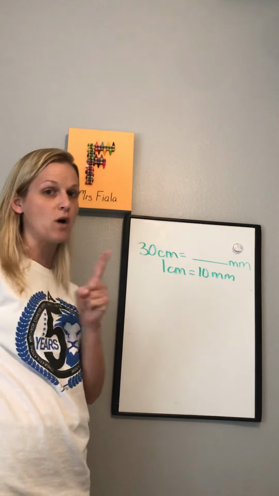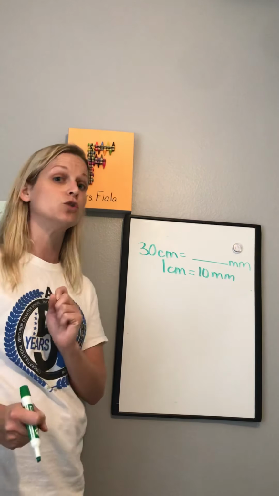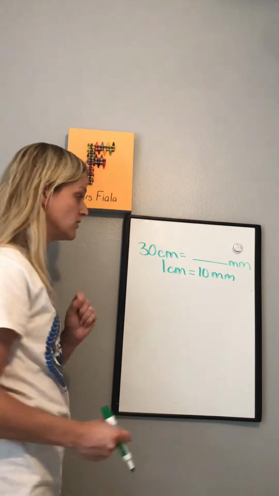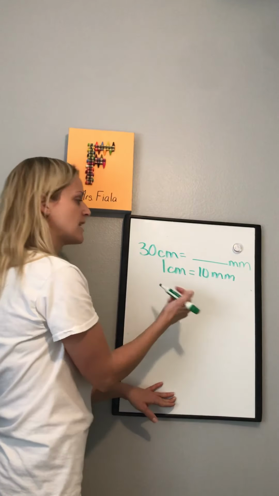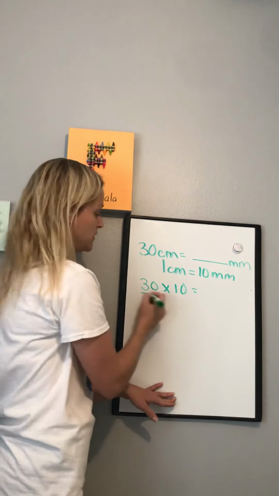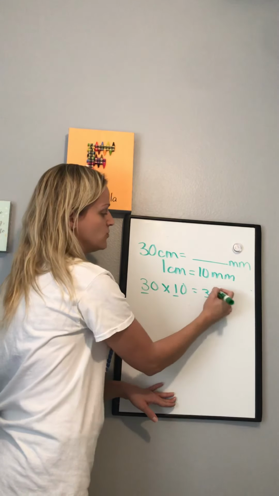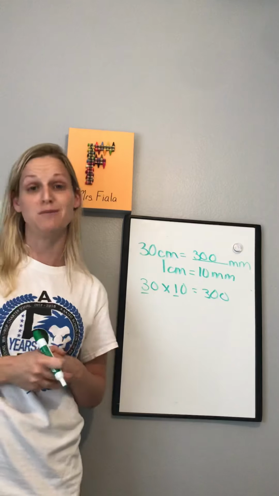Remember yesterday there was one that we had to memorize too, and that was that 1 yard is equal to 36 inches. Okay, so those are the 2 you should really remember. So now to figure out how many millimeters are in 30 centimeters, I'm going to do 30 times 10. 3 times 1 is 3. Add my 2 zeros. 30 centimeters is equal to 300 millimeters.